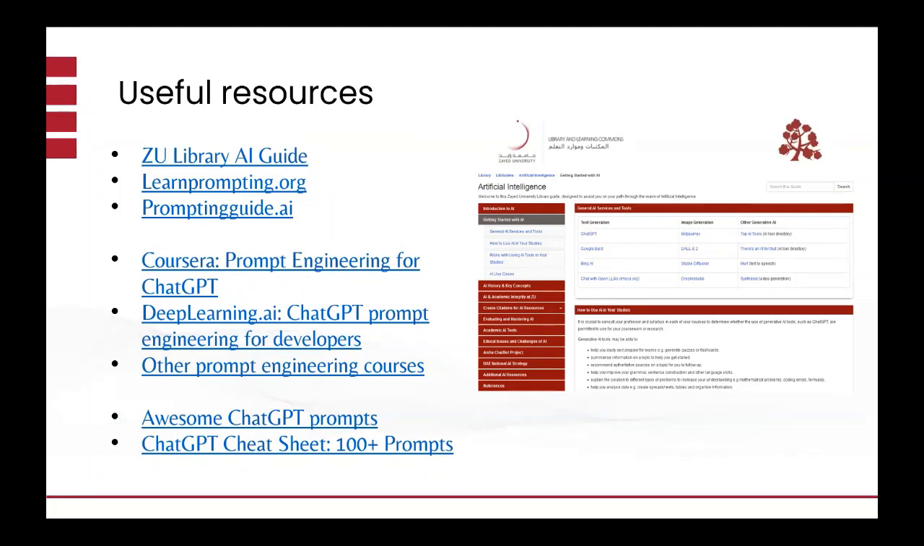Finally, we'd like to recommend a few useful resources. So obviously the ZU Library AI Guide. So it contains all the basic information from the first session and also a little bit about prompting. I think we need to update the prompting part soon.